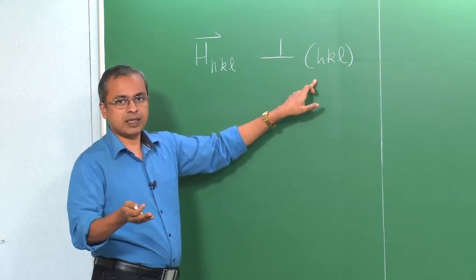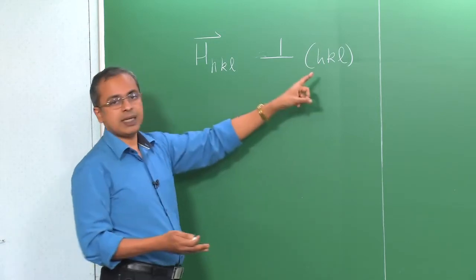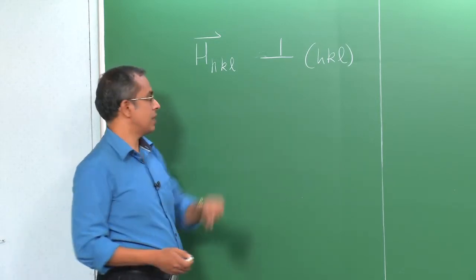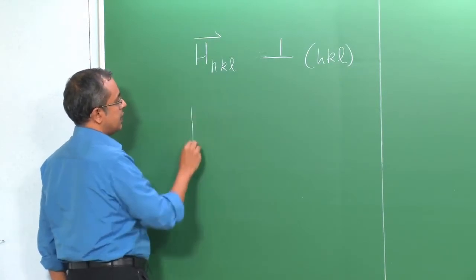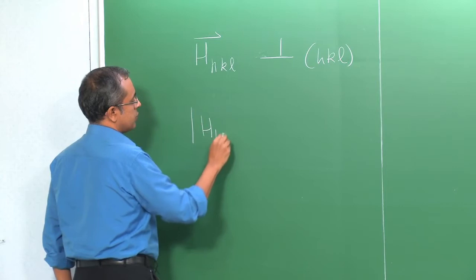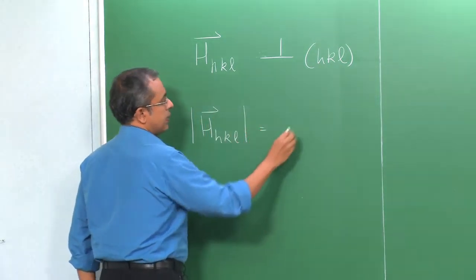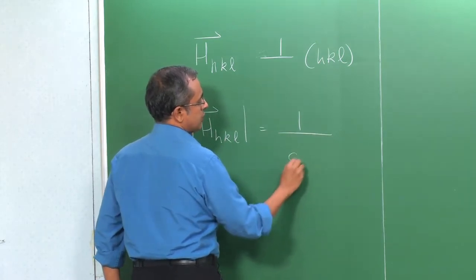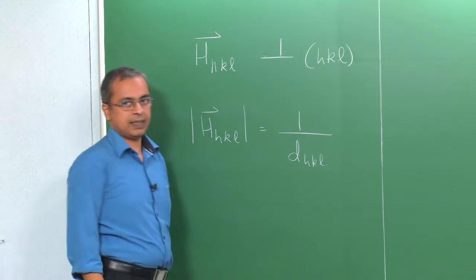Given the way we were defining reciprocal space, the way we were defining our reciprocal lattice vectors, this was one relationship that we arrived at. The other relationship that we arrived at is the modulus of this vector. So, we found that the modulus of HKL is equal to 1 over the spacing DHKL, right.